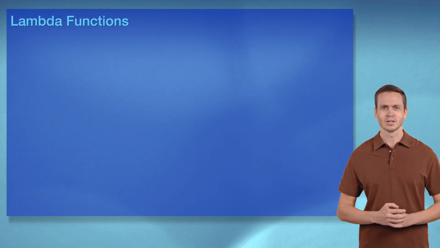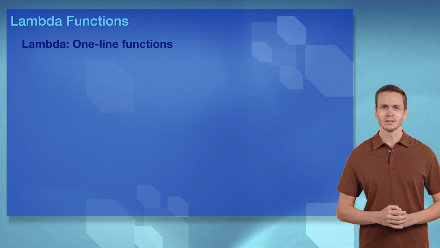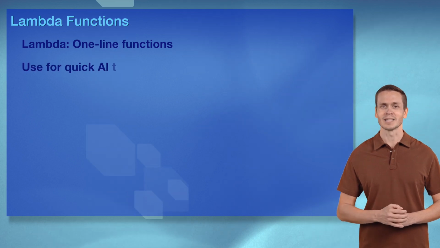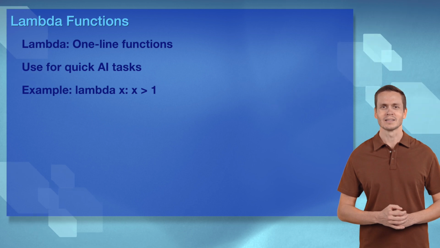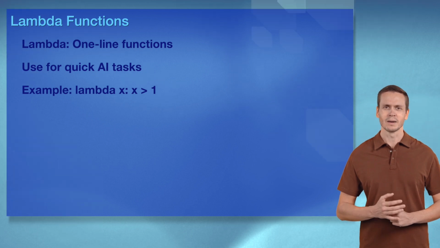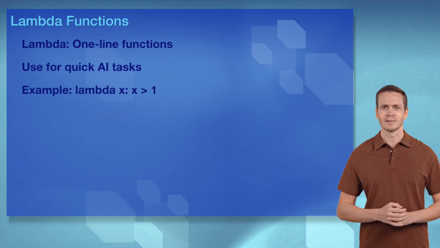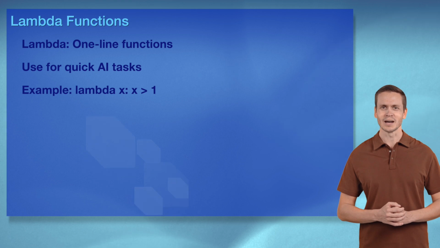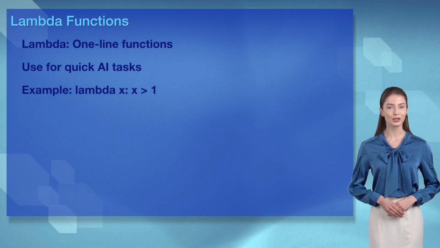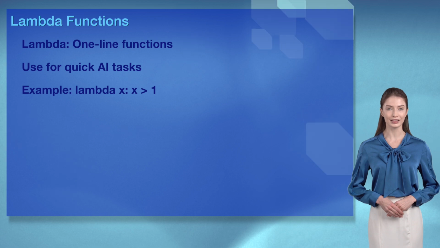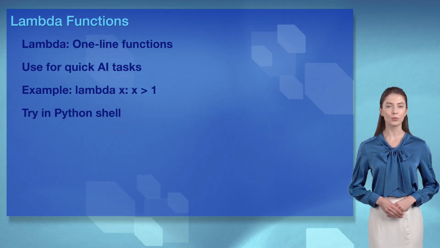Wizards, lambda functions are quick, one-line functions, like lambda x: x > 1 for filtering data. They're perfect for AI tasks, like passing functions to NumPy's filter. We'll show lambda functions in the shell for fast AI coding. Lambda functions are like instant AI spells, wizards. Use lambda x: x*2 to transform data quickly. Try them in our challenge to see their power.